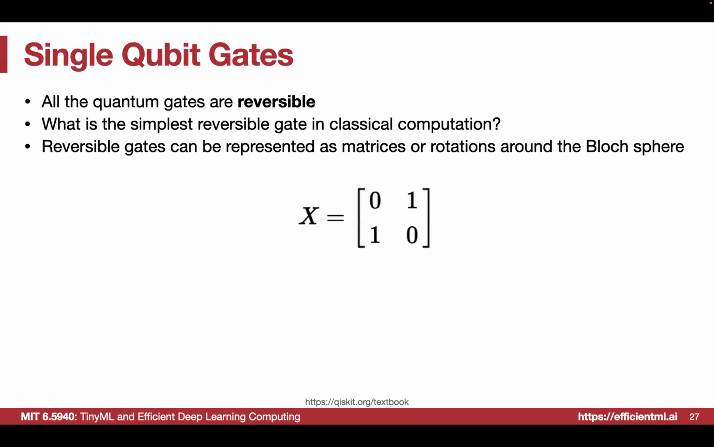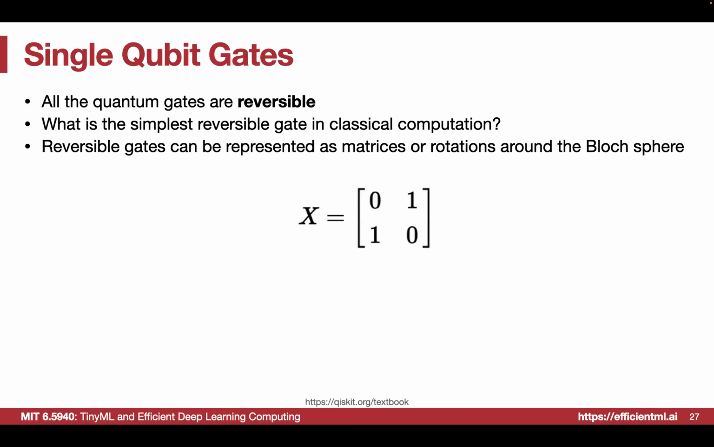So just a simple question: what is the simplest reversible gate in classical computation? In classical, right, we have a NOT gate. We have an XOR gate, but XOR is not a reversible one, because we have 2 inputs and only 1 output, so we cannot recover the 2 inputs from the output, right? So what is the simplest reversible gate in classical computation? Any ideas? It's a single bit gate.